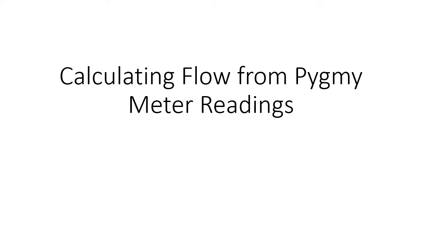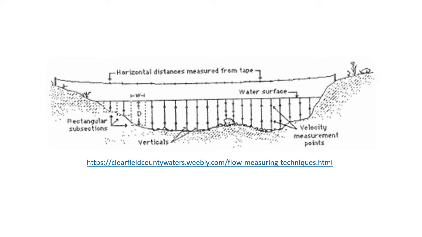Use our Pygmy meter readings that we've collected in the field to actually calculate flow of a water body. What we've actually collected in the field are a number of velocity measurements, or in the case of the Pygmy, a number of rotations in a certain amount of time at locations across the creek, and we know the depth of those locations. This illustration shows this setup where we have all these stations where we're measuring velocity.